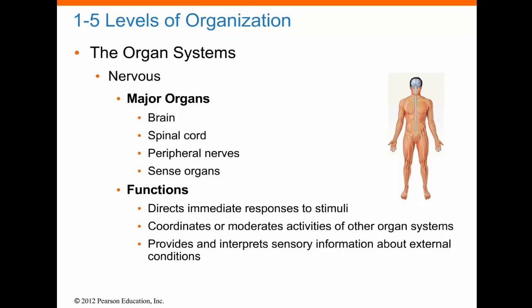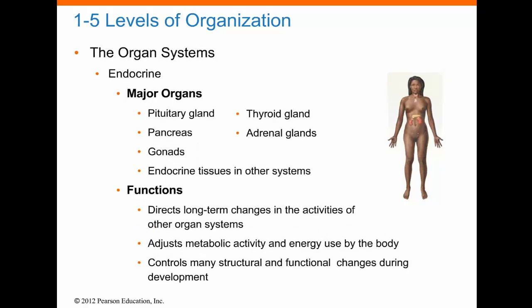The endocrine system, we'll be looking at some of the organs of the endocrine system, but the organs of the endocrine system are the pituitary gland, the thyroid gland, the pancreas, the adrenal glands, the gonads, and the endocrine tissues in other organs. So we'll mainly be involved in the adrenal glands and the pancreas in this semester.